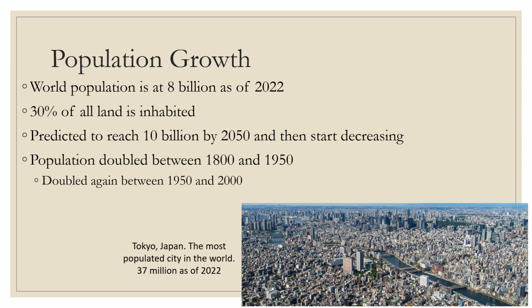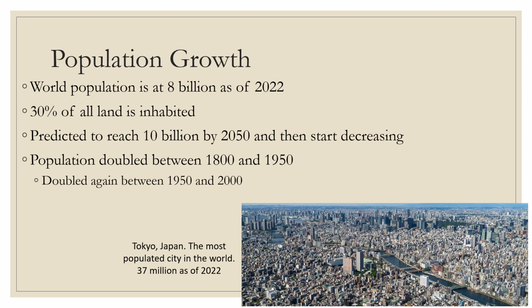So the world population is sitting at 8 billion people as of 2022, and it's going to continue to grow. 30% of all the land is inhabited, or people live on 30% of the land. And it's predicted that our population will reach 10 billion people by 2050. So we're going to gain another 2 billion within the next 50 years. And then it's going to top off and we're going to start decreasing in population again.